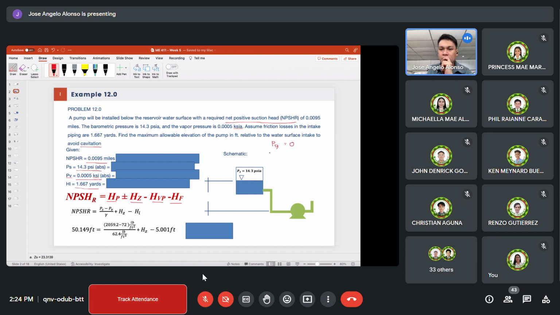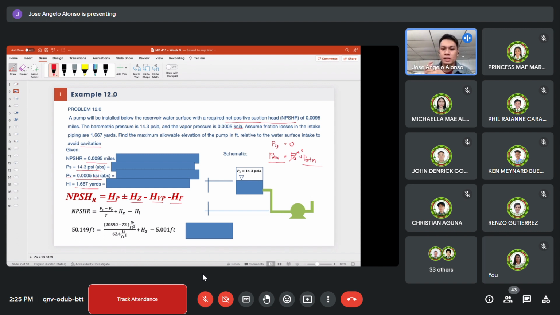Siya ay open reservoir, then absolute pressure sa suction side is just equivalent to gauge pressure plus atmospheric pressure. If the gauge pressure is 0, then atmospheric pressure will be our absolute pressure. So based from the problem dito, barometric pressure very close to 14.7 psi siya, di ba? So equivalent lang siya talaga sa atmospheric pressure.